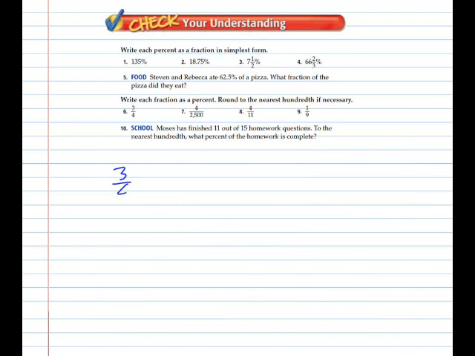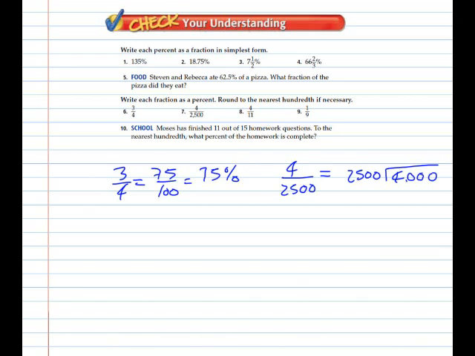Number 6, 3/4. That one you should know as a percent: it is 75 over 100, which is 75%. Every kid should know that one. Number 7, 4 over 2,500. I could divide by 2 and simplify that a little bit, but I'm not going to do that. I'm going to divide 2,500 into 4, and what I get is 0.0016. So when I write that as a percent, I multiply by 100 and get 0.16%. Really small number.